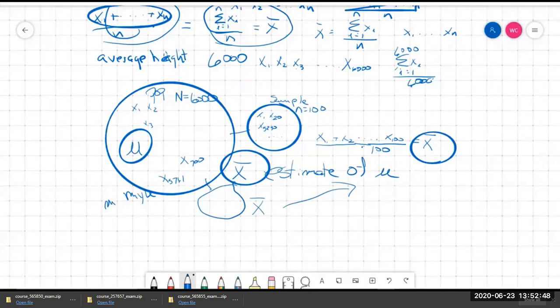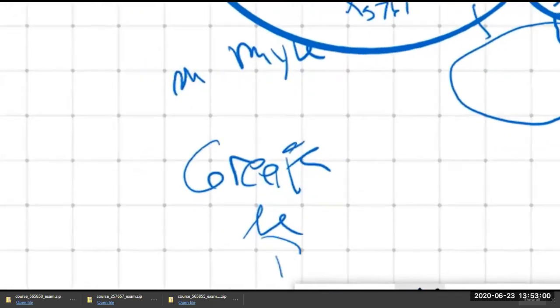And we also use a different word. When we're talking about something from the population, I just said we use Greek. So for example, in this case, for the mean, we use mu, and we call it a parameter.